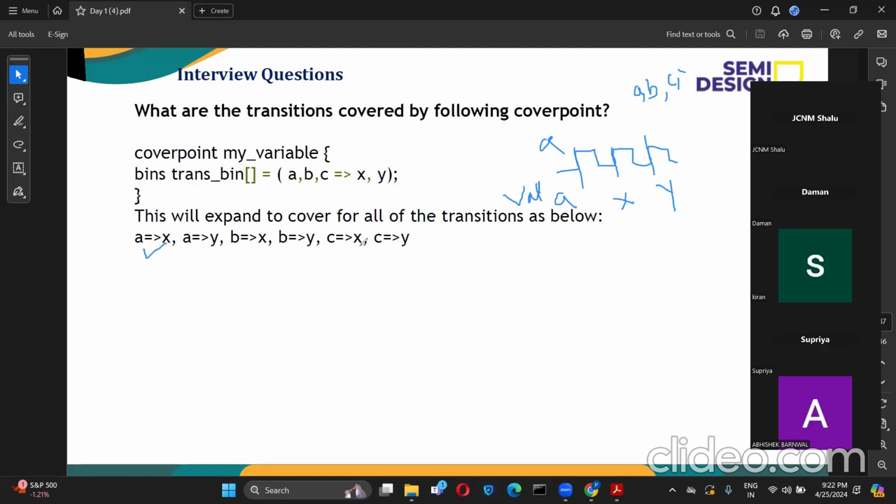And then somewhere in the next clock cycle, we have B here. And then again, we got a value called X here. So if this kind of scenario happens, then this bin will get hit. That's how it works. Now is it clear?